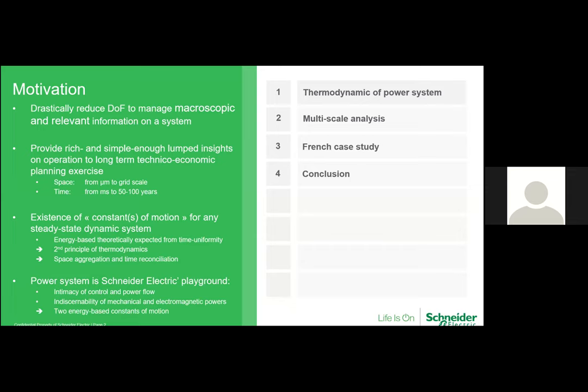And typically, we have to consider very various scales in space. For instance, from the physical point of view, the magnetic domain involved in the conversion of magnetic energy in an electrical machine is typically of 1 micrometer. And at the opposite, we have to consider the grid scale, up to continental copper plates of many thousands of kilometers. And in time, we have to consider transients, for instance from the millisecond in case of power application, and we have to consider the planning of the system over one century.